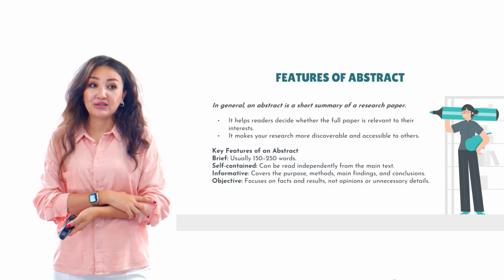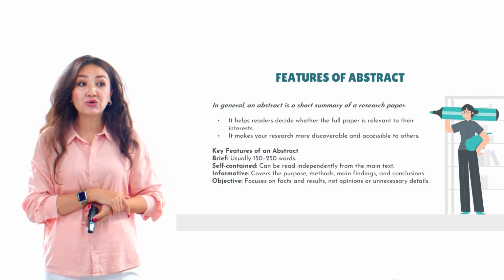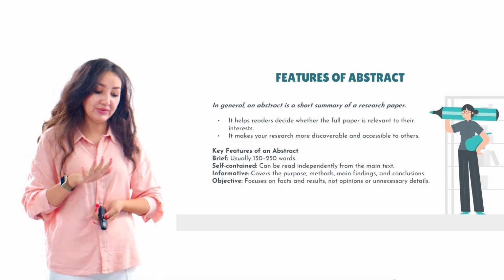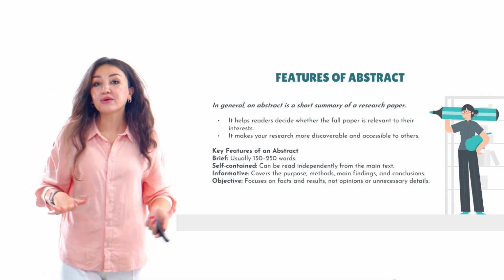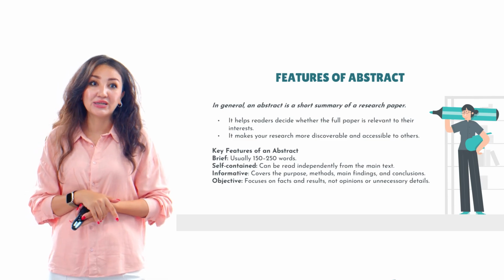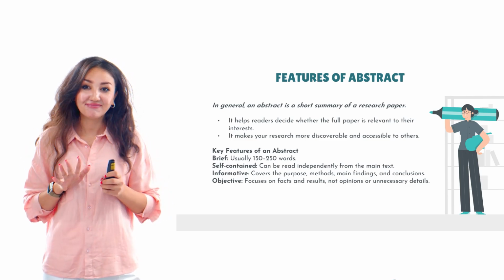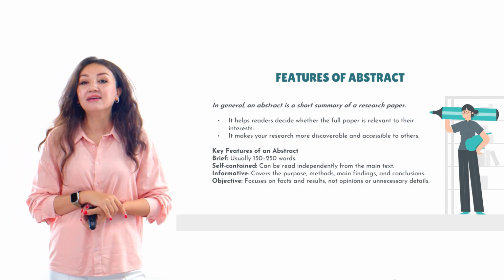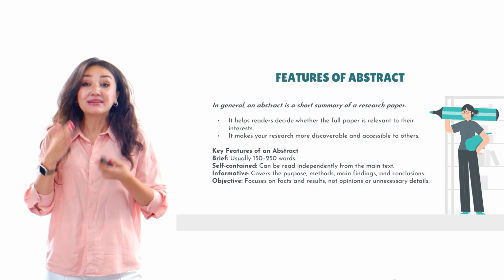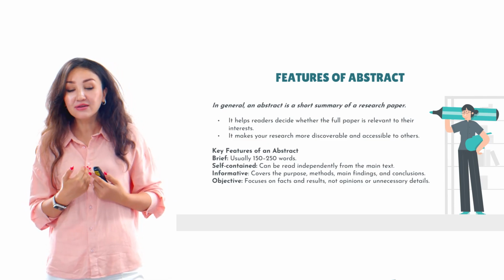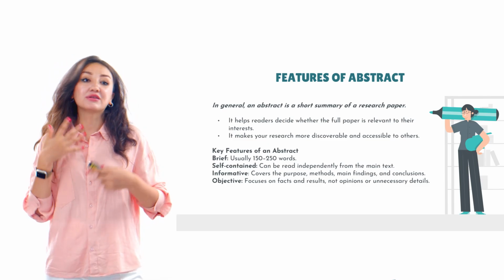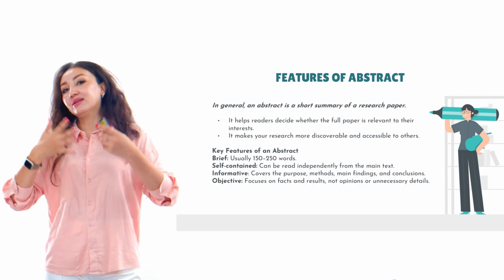Features of an abstract. In general, an abstract is a short summary of a research paper. Okay, it's a short summary of a research paper. That's why when we read a paper in Google Scholar and other sources, we mainly see the abstract first. We see the abstract first, and then we see whether the abstract is relevant to our field or not. If it is relevant, we download the paper. If it's not relevant, we move on to the next paper, right?